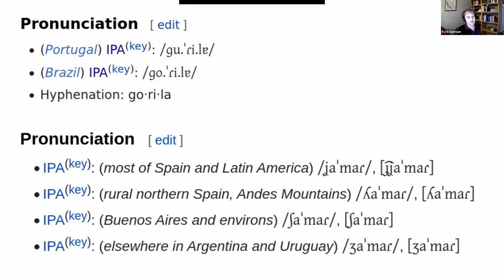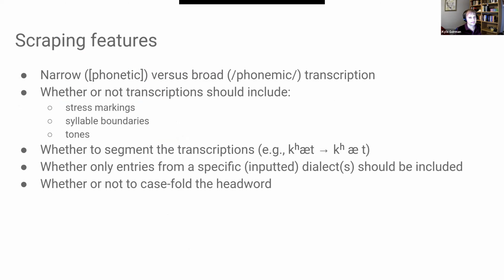So once again, we have to deal with some interesting complexities here. You see that there are broad and narrow transcriptions. There's also dialect information present in the entries for given words. The word here is gorilla.